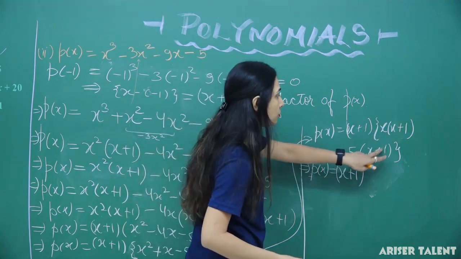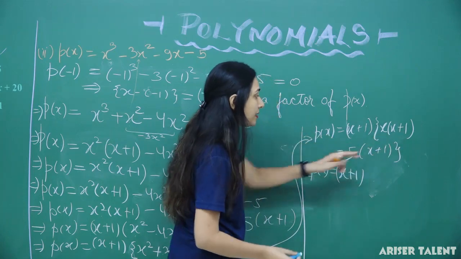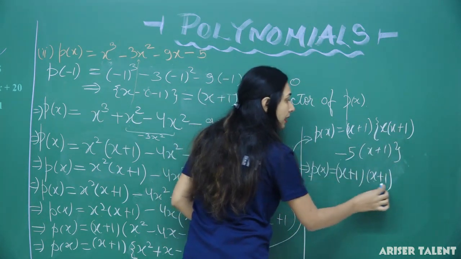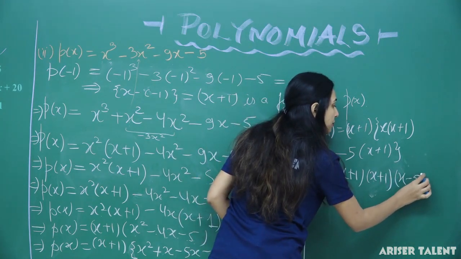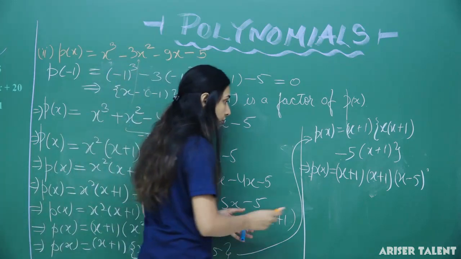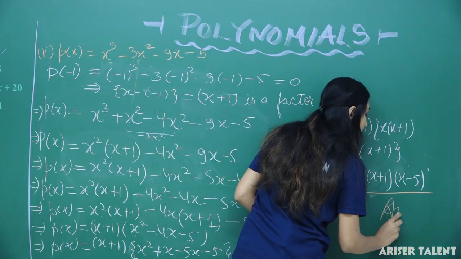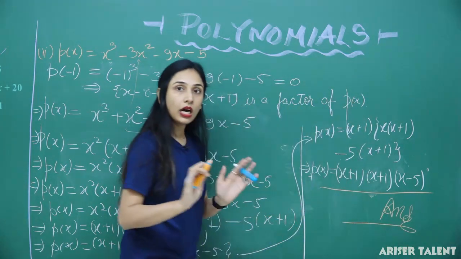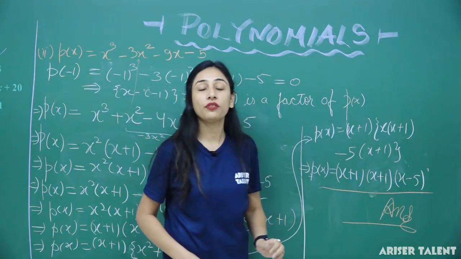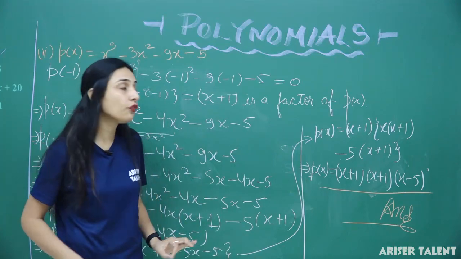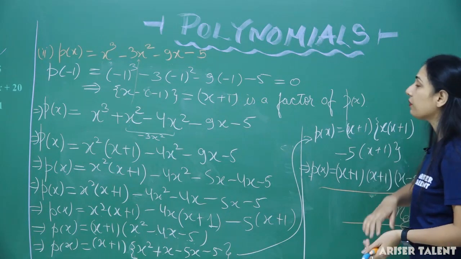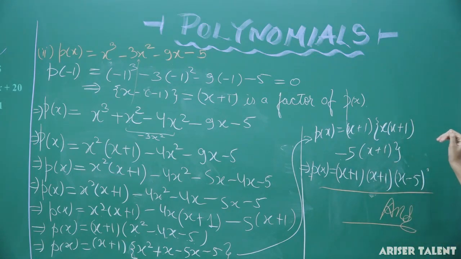Now, from these two, here I am getting x plus 1, so x plus 1 common, and here x minus 5. So, basically this is your answer. Understood? This is your answer, (x plus 1)(x minus 5). This is the factorization of your given polynomial p(x). Okay, understood? We just repeated that process again.